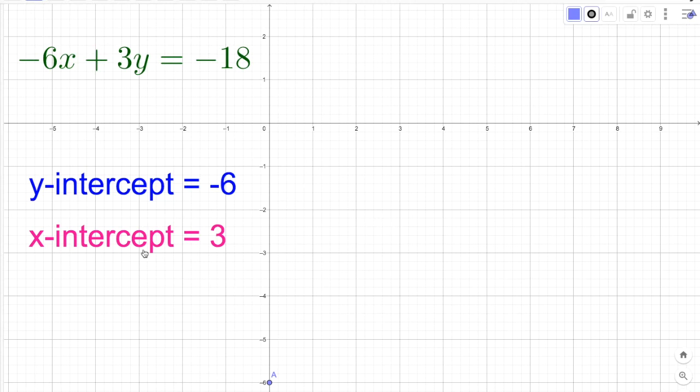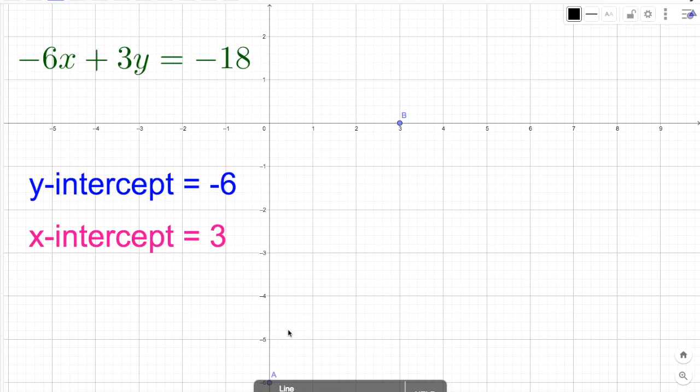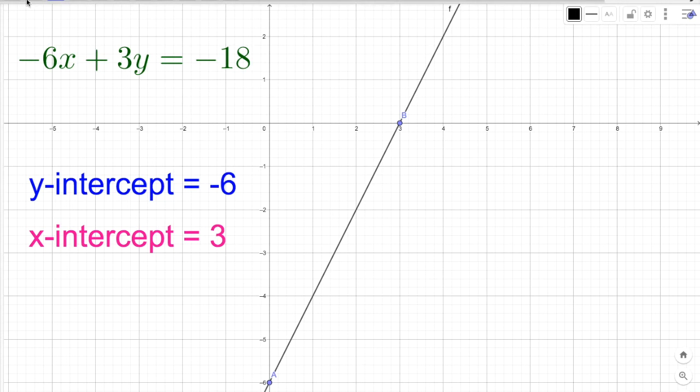And then our x-intercept is where we cross the x-axis, and it says that it is at 3. So we're going to go over to 3 on the x-axis, plot that point, and then you guys know what to do from here. You pick these 2 points, and there's our line.